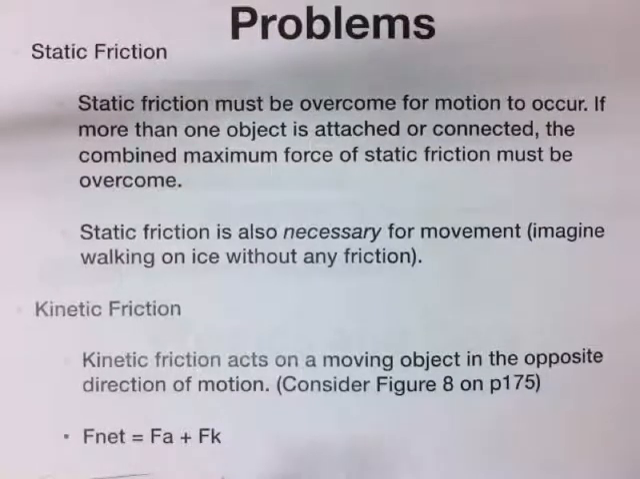Kinetic friction. Kinetic friction acts on a moving object in the opposite direction of motion. So it will slow you down. Sometimes that's a good thing too. Consider figure 8, page 175. It just shows that kinetic friction can work with you or against you. If you're trying to push a big heavy cardboard box across the floor, kinetic friction is working against you. If you have something sliding towards you and you want to stop it, kinetic friction will be working with you.